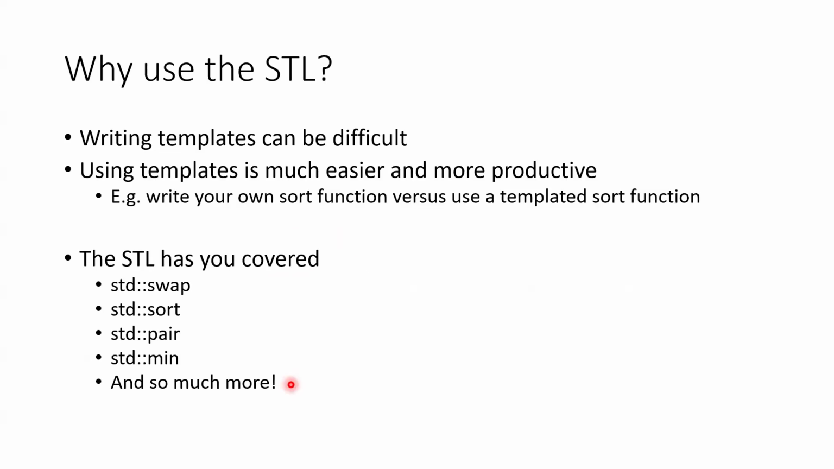Why do we use the STL? It could be difficult to write your own templates, but using templates that are written by other people and refined and optimized year by year is much easier and more productive. The STL has a lot of things covered that you can imagine, like the swap function, the sort function, the pair class, the minimum function, and so much more.